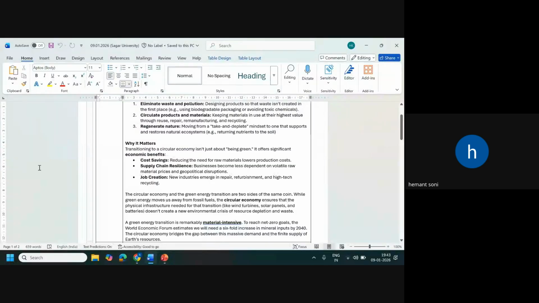A green energy transition is remarkably material intensive. To reach net zero goals, as you might have seen, I'll be discussing here also as Panch Amrit. The Government of India has decided to reach net zero by 2070. So to reach those goals, the World Economic Forum estimates that we will need a 6-fold increase in mineral inputs by 2040. The circular economy bridges the gap between this massive demand and the finite supply of Earth's resources. So this is actually the importance of the circular economy.